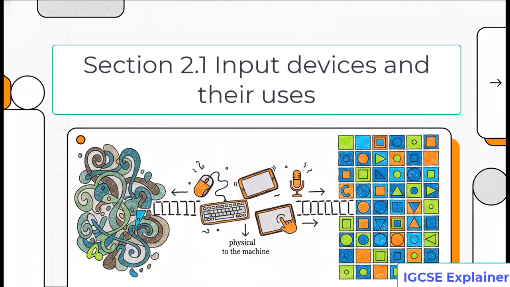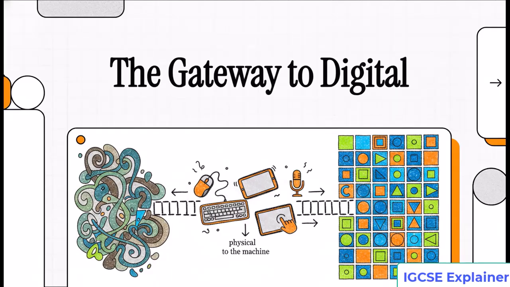Think about it for a second. You and I live in a messy, continuous, highly unpredictable physical world, right? But a computer operates in a perfectly precise, rigid, discrete digital world. So how do we actually get our physical intentions across that border? How do we talk to the machine? Well, that is exactly what we're going to unlock today.